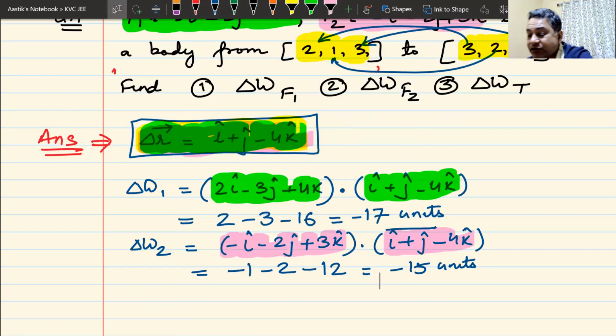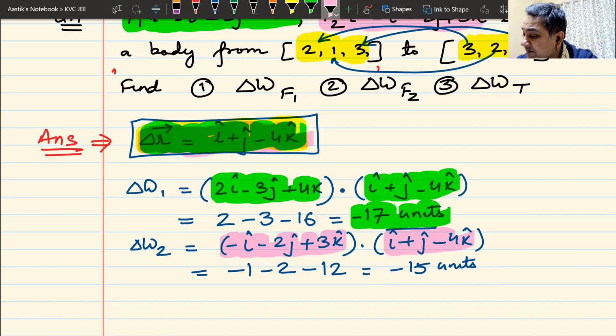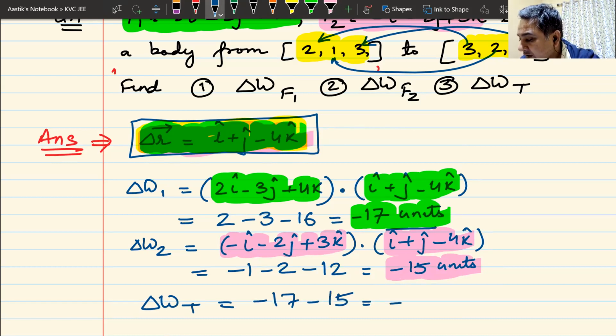Now, we have to find the total work done. We can apply the formula F1 plus F2 dot with the displacement. But instead of doing that, we can do it in many ways. We can first find the value of F1 and F2 and then take the dot product with displacement. Or, since we have found out the work done by the two forces, first work done is minus 17, second work done is minus 15. I don't have to take the dot product again. I can simply add the two works and I will get the total work. So total work will be minus 17 minus 15. That will be equal to minus 32 units. That would be the answer.